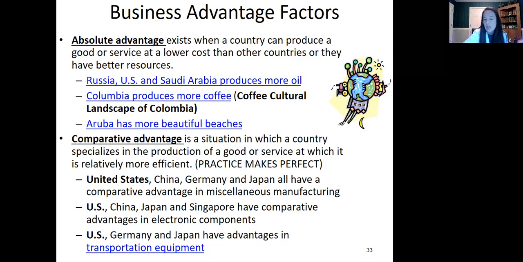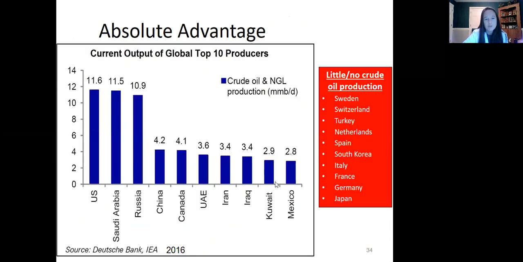The United States, China, Japan, and Singapore have a comparative advantage with electronics. So we just do it better. And then with the United States, Germany, and Japan, we have better advantages with technology and transportation equipment. All right, so let's do some visuals.